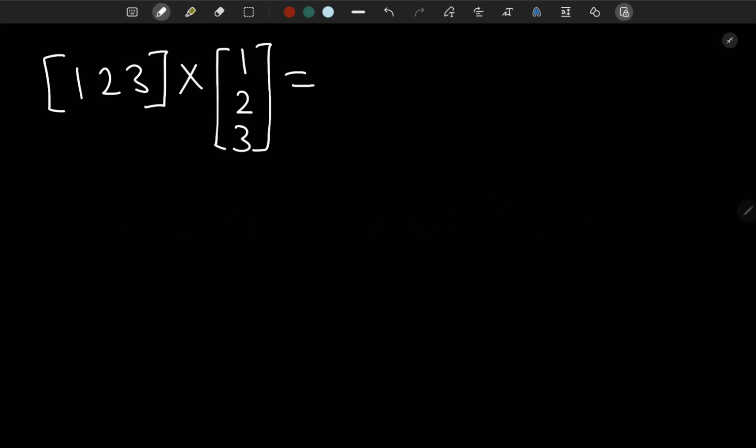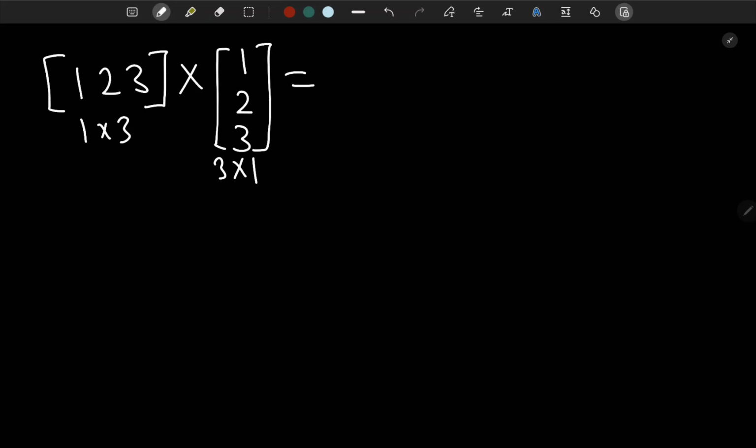The first thing that you have to do is find the number of rows and the number of columns the matrix has. Here we have one row and 3 columns, so 1, 2, 3. So we have a 1 by 3, row by column. And here we have 3 rows and 1 column, so 3 by 1. This is called the order of the matrix.